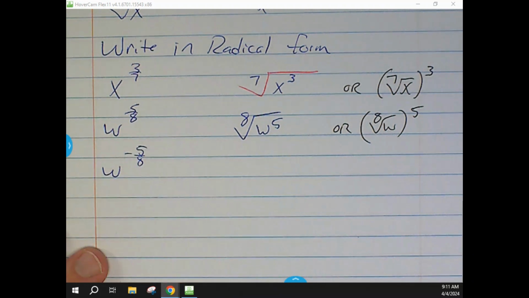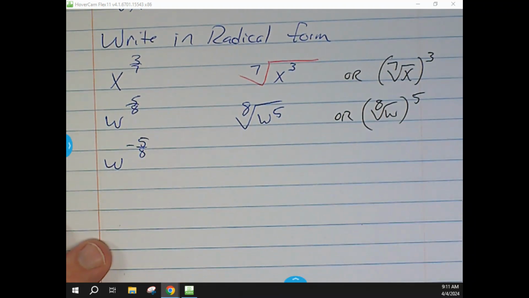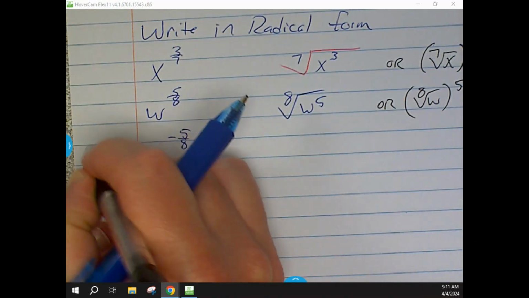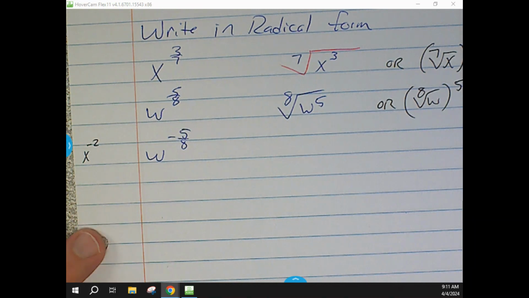All right, throw your curveball here. What if it's a negative exponent? Does anybody remember what happens when we had x to the negative 2 power? It's imaginary numbers, right? No, not quite.